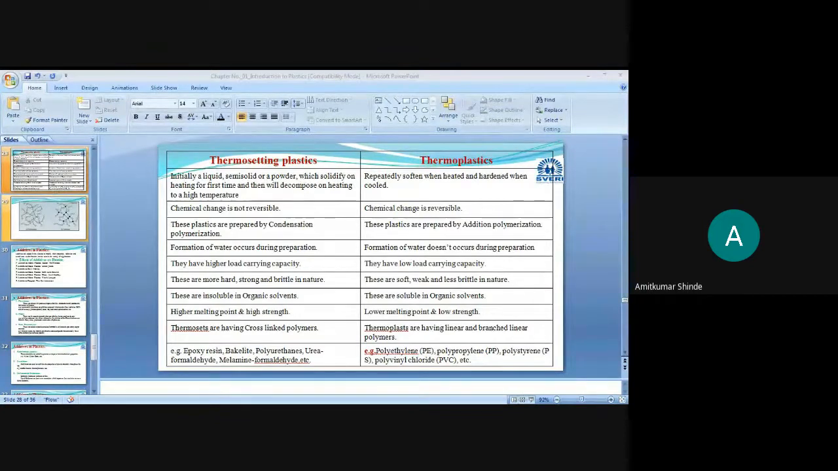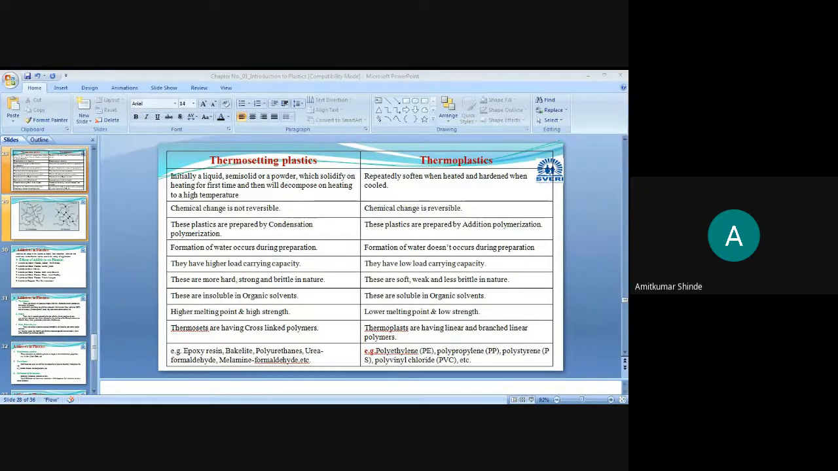Then these thermoset materials are insoluble in organic solvents. Whichever different solvents are there, they are insoluble in nature in those organic solvents. Thermoplastics will be soluble in those solvents. And then these thermosetting materials will have higher melting point and higher strength. Thermoplastics will have lower melting point and lower strength.